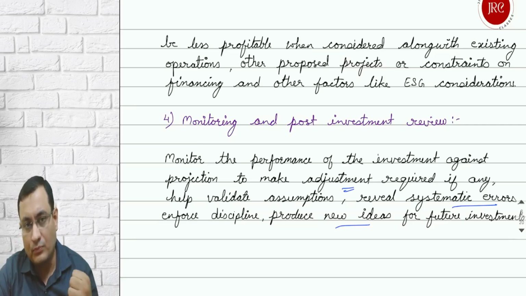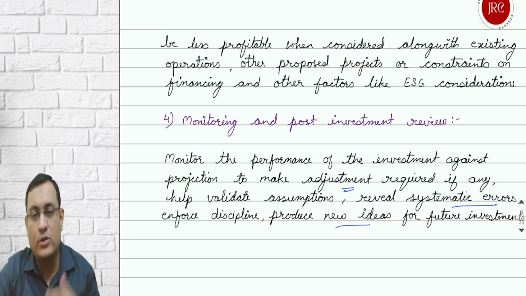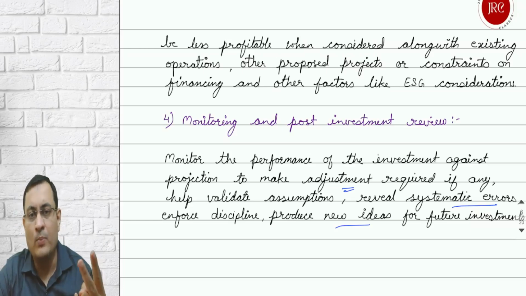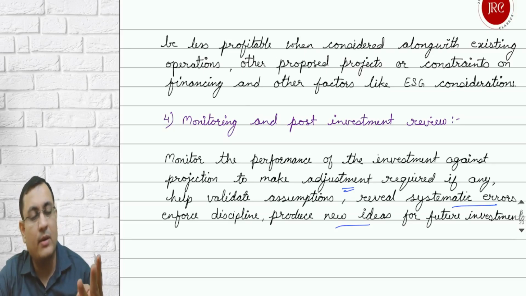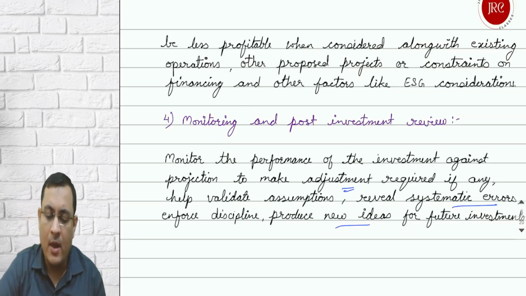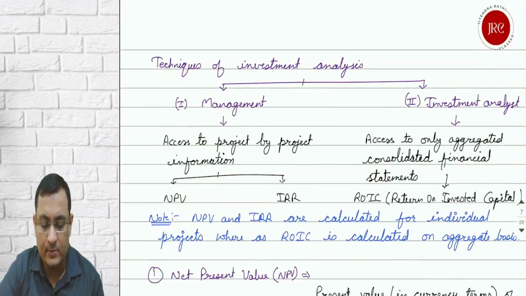Number 1, the first is idea generation, which may come from any source, but you have to do the strengths and opportunities evaluation against the threats and weaknesses. Number 2, investment analysis using the numerical techniques. Number 3, planning and prioritizing, and the last one is monitoring and post investment review. So let's start with the techniques.